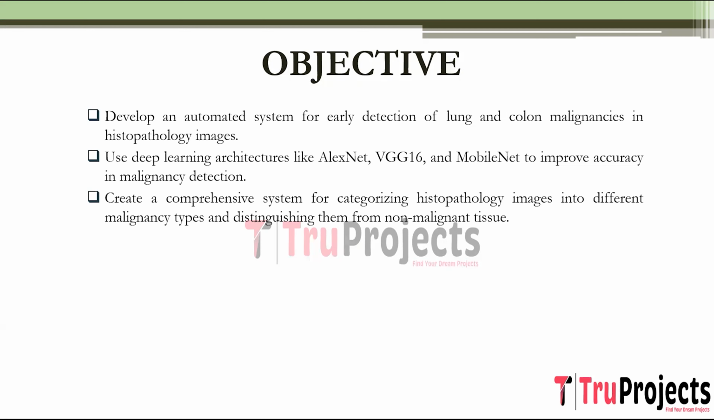The aim is to create a comprehensive automated system that is capable of accurately categorizing histopathology images into different types of malignancies, including adenocarcinoma and squamous cell carcinoma in both lung and colon tissues, while also distinguishing them from non-malignant tissue. This will facilitate precise diagnosis and treatment planning for patients with lung and colon cancers.